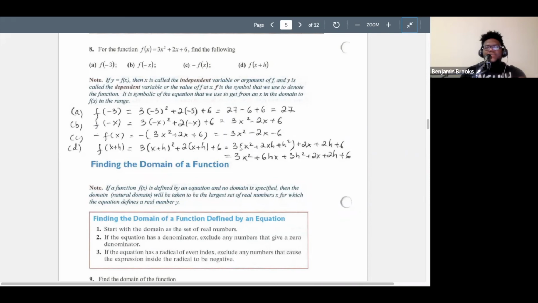But I'm kind of pressed for time here. So we multiply 3 out by all of these, with 3x squared plus 6xh plus 3h squared. And then you just combine your like terms, of which there are none. So you're done.